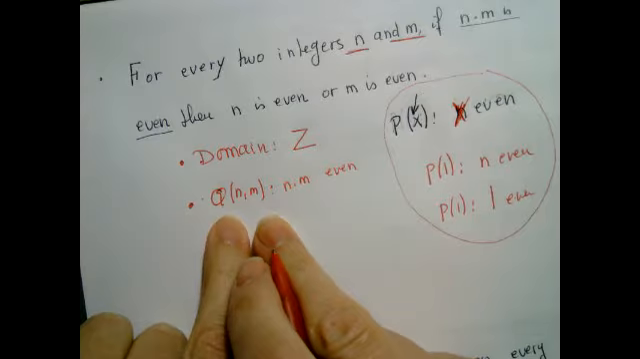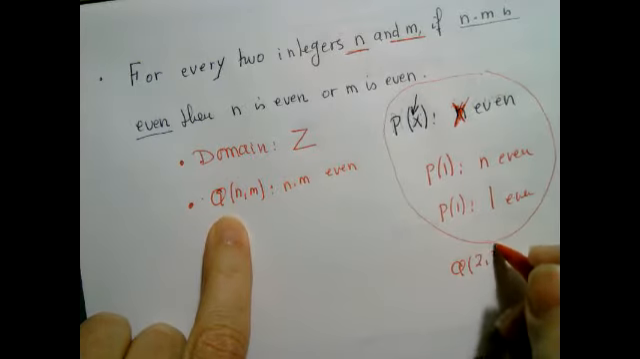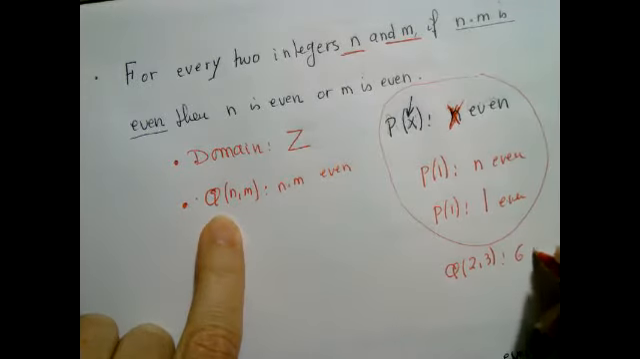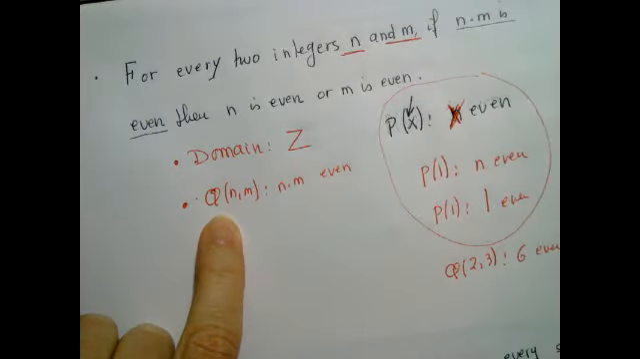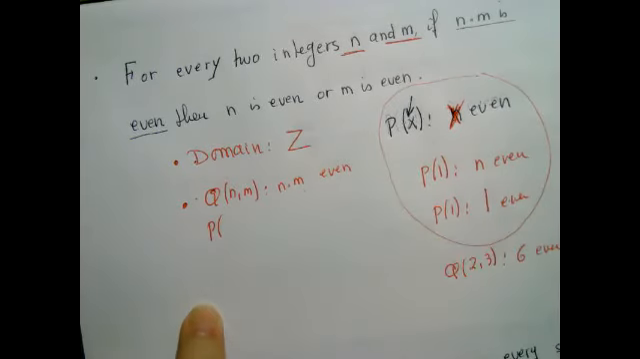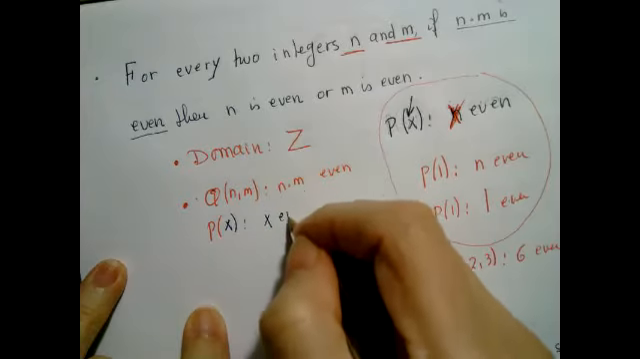This predicate now makes sense, because if I tell you, okay, what's Q of 2, 3? Q of 2, 3 will read "2 times 3, 6, even," which is a true statement. So the predicate should make sense, should absolutely make sense. And I can introduce another predicate. Let us say P of x, x even.